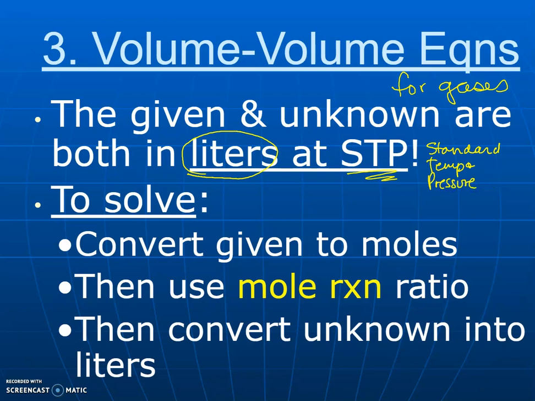Okay, and standard temperature, if you remember, is 0 degrees Celsius or 273 Kelvin, and standard pressure is going to be 1 atmosphere of pressure. So what we see here at sea level in Abington, Pennsylvania, suburb of Philadelphia.